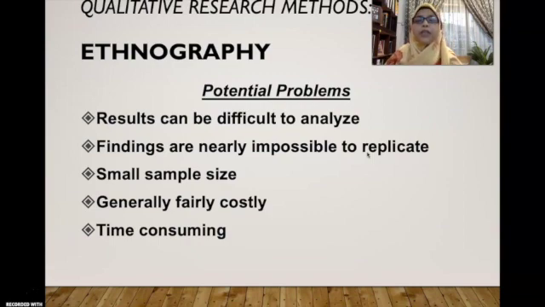So what will be the potential problems that you may encounter while doing ethnography? Results can be difficult to analyze because you have so much data that you collected during the process of collecting the data. Findings are nearly impossible to replicate. Small sample size, generally fairly costly because you have to stay at that particular place for quite a long period of time, and for that, time consuming. Time consuming and it costs you a lot of money, of course.